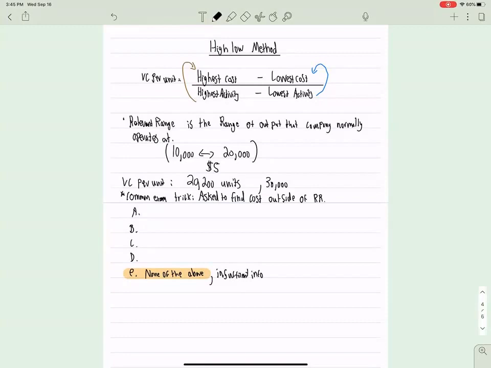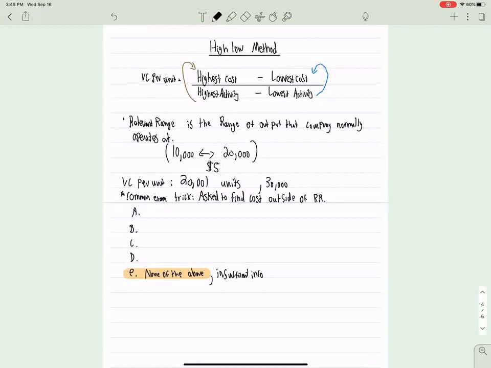Dr. Ali will give you the high-low method and might cleverly do this: if the relevant range is 10,000 to 20,000, he might ask what the total cost is if you want to make 20,001 units. You can't answer that, because even if it's one unit over, you're still outside of the range. I want you to be really sure of that. You do not answer that question. You put none of the above. If you find a cost outside of that range, you put none of the above.